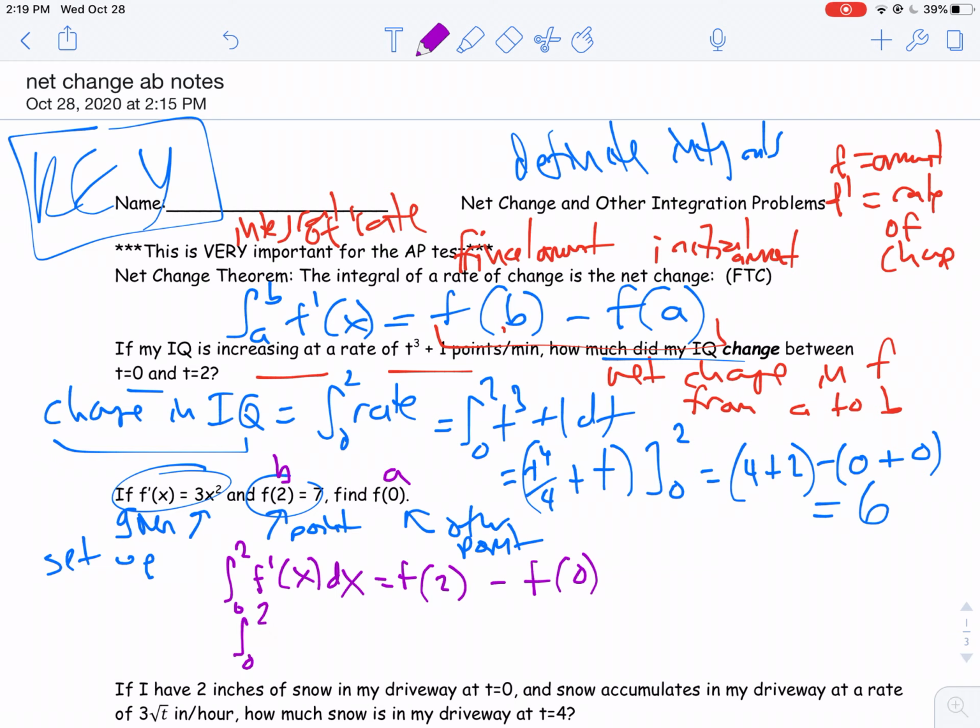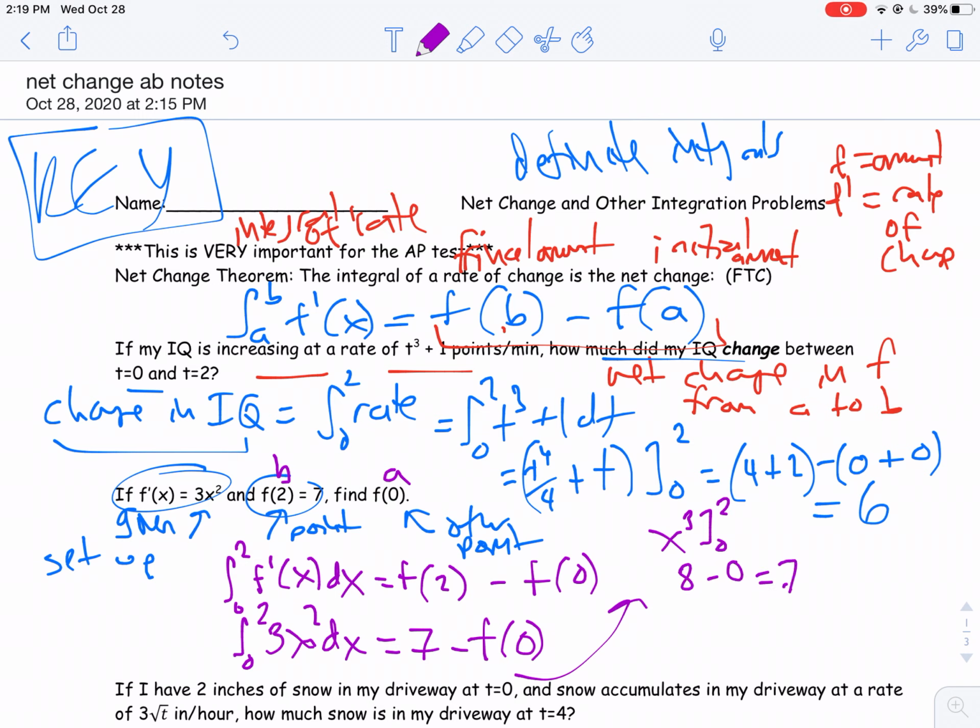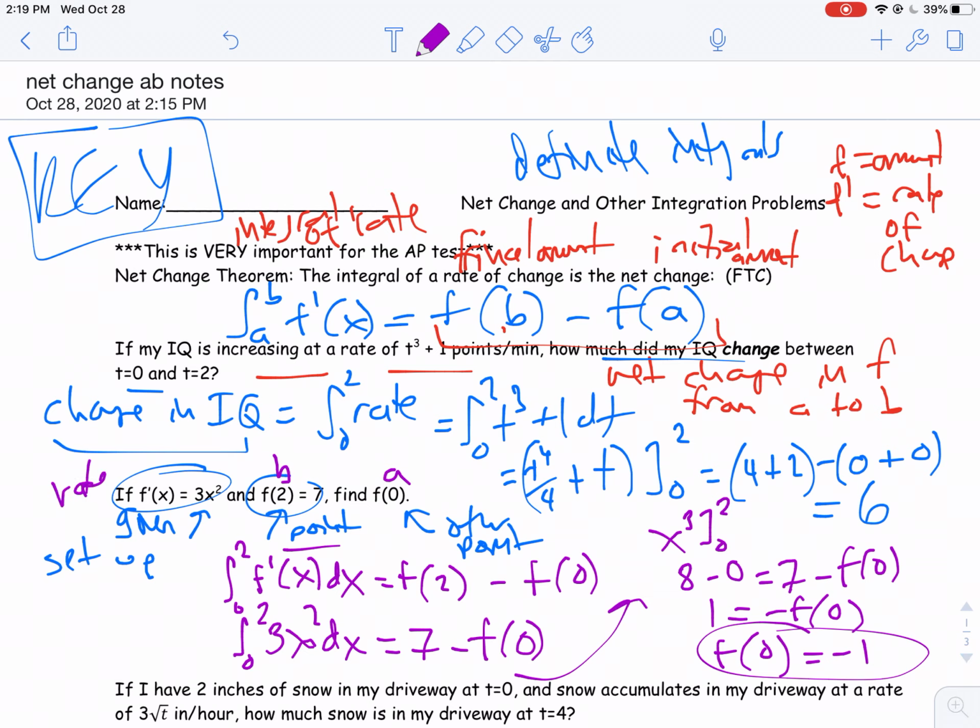So what is that integral? The integral from 0 to 2 of 3x squared dx equals, and the problem told me that f of 2 is equal to 7. Then all we have to do is that integral, which is x cubed going from 0 to 2. That's 8 minus 0 equals 7 minus f of 0. Subtract the 7, so 1 equals negative f of 0, so f of 0 equals negative 1. If you ever have a problem where they give you a point, they give you a rate, and ask you to find another point, you apply the FTC and use this setup right here.